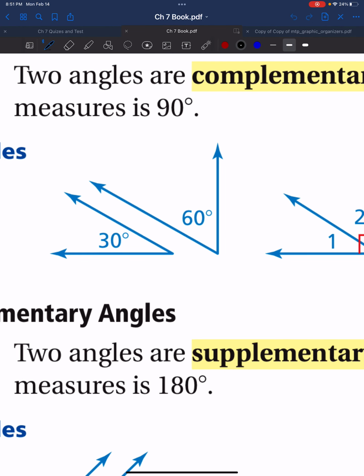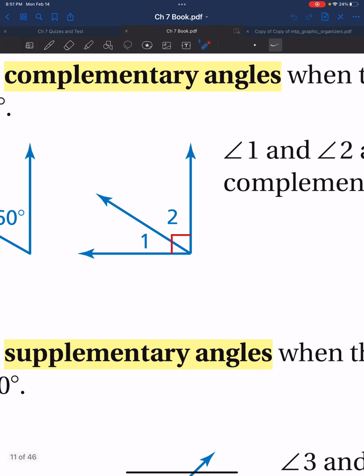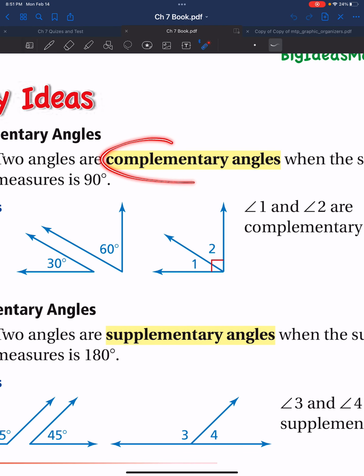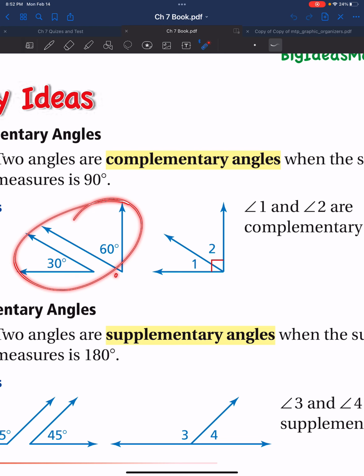So let's look at these two angles right here, the 30 degrees and the 60 degrees. If I smush them together so now their vertexes touch, now it's one giant angle, right? That one giant angle turns into a 90-degree angle. Complementary angles are 90-degree angles. Or, in better words, when two angles form to make a 90-degree angle.